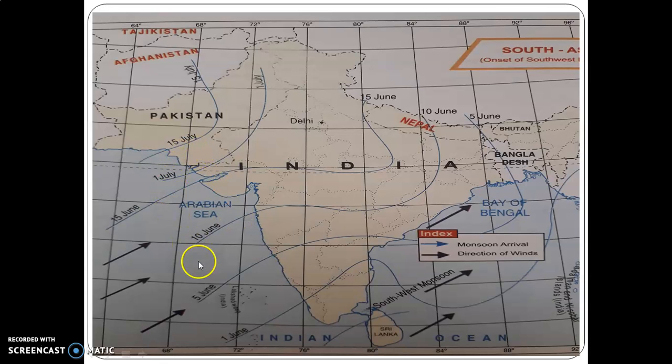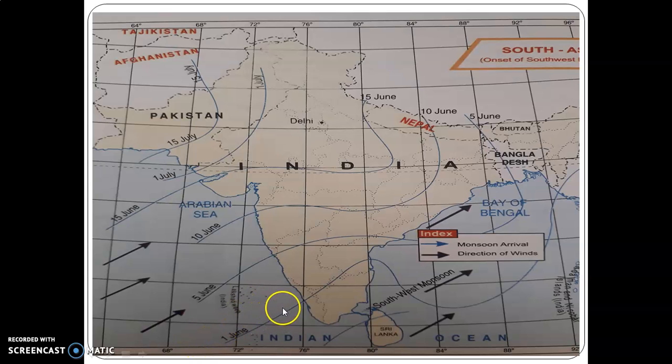See in this slide, these black arrows indicate southwest monsoon wind. Southwest monsoon winds come from Australia, and in Australia these winds are called southeast trade wind. But when these winds cross the 0-degree equator, due to Coriolis force these winds get deflected toward India, and these winds are called southwest monsoon, or it is also known as advancing monsoon.